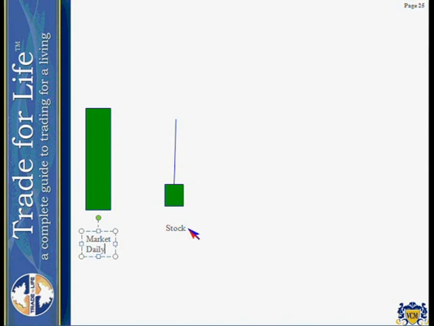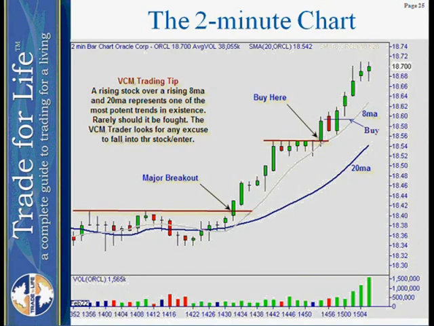Okay? Now, you would not look for a stock that was like that, would you? The market's telling you look for strong daily bars. Would this be an option? No. Market daily. No.